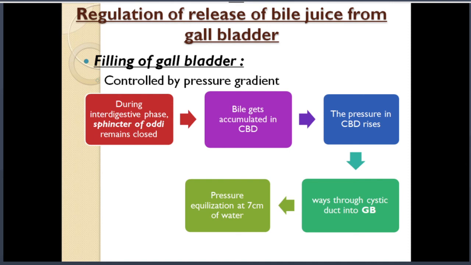So as soon as the pressure rises, it rises to about 30 centimeters of bile. As the pressure goes on increasing from the common bile duct through the cystic duct, the bile goes into the gallbladder, where the gallbladder immediately starts to reabsorb the water, decreases the pressure, and equalizes it at 7 centimeters of H2O. And at that pressure, it will not enter the duodenum until required.